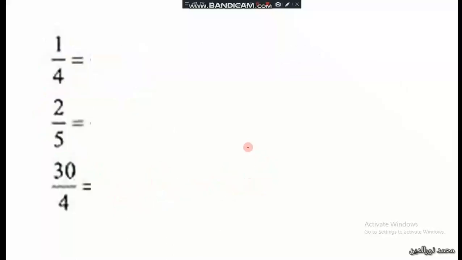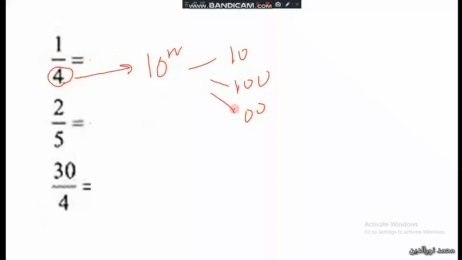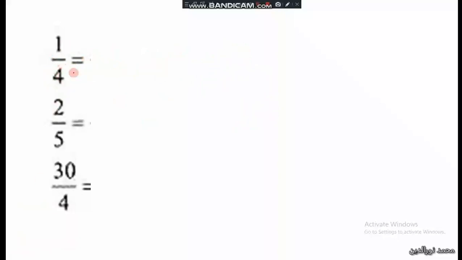number. So we have 1/4. To be a decimal fraction, the denominator should be 10 or a power of 10. The powers of 10 are 10, 100, 1000, 10,000, etc. So could 4 be written as 10? No, it could be written as 100 when it's multiplied by 25. So we do the same for the numerator.